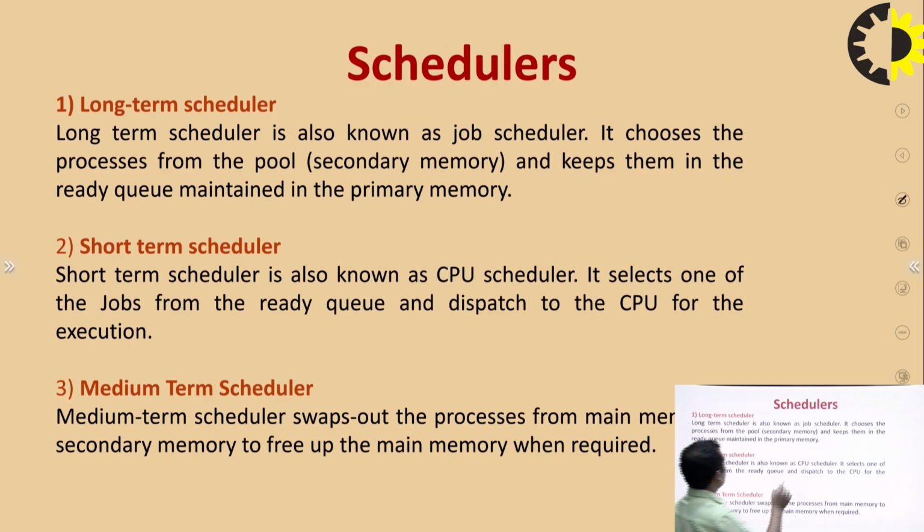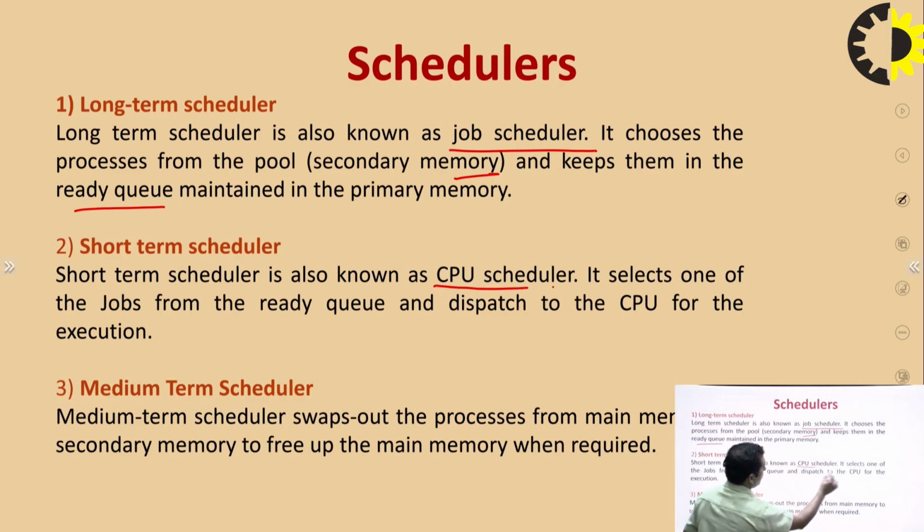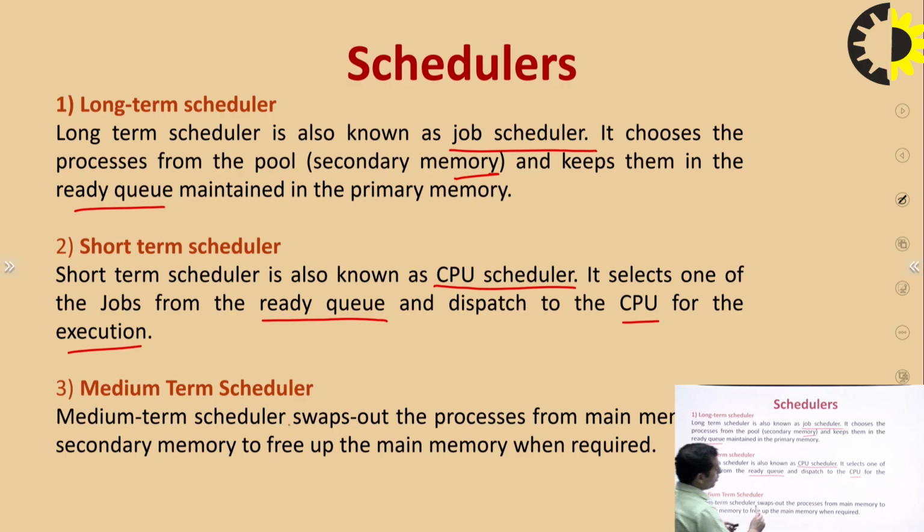We have seen the long term scheduler, also known as the job scheduler. It takes processes from the pool or secondary memory, meaning the new state, and keeps them in the ready queue maintained in the primary memory. The short term scheduler, also known as the CPU scheduler, selects one of the jobs from the ready queue and dispatches it to the CPU for execution. And the medium term scheduler swaps out the process from main memory to secondary memory to free up main memory when required. So these are the different schedulers.